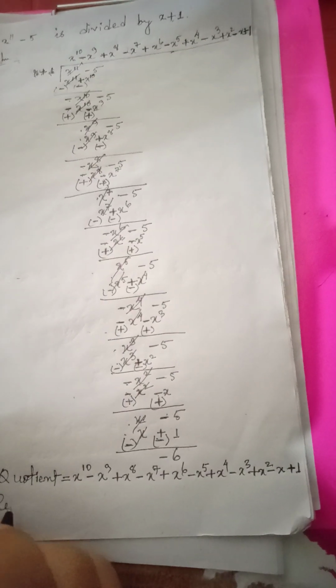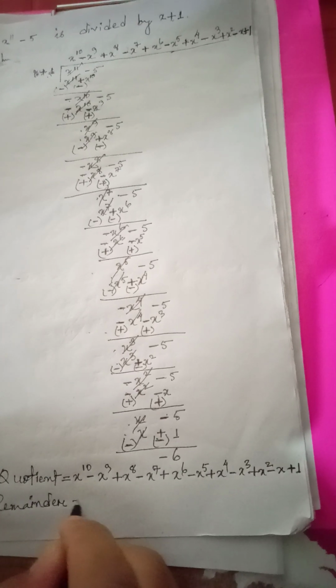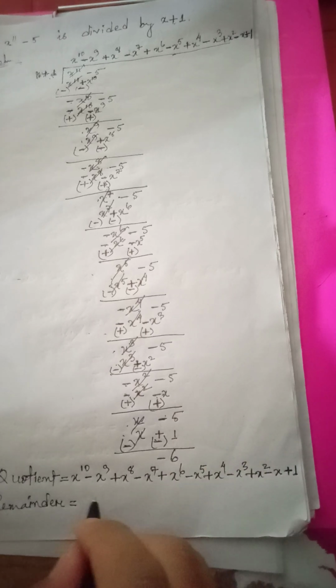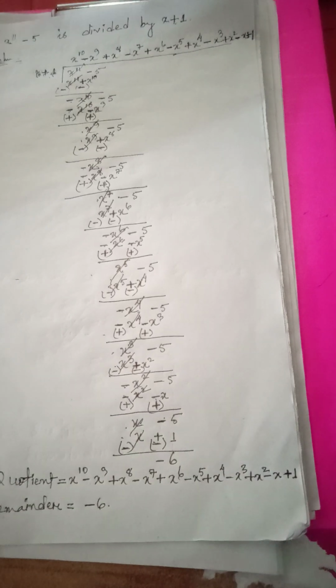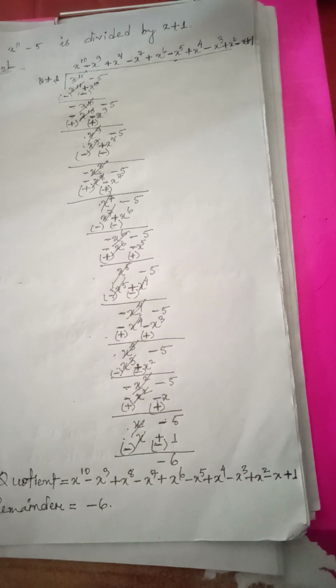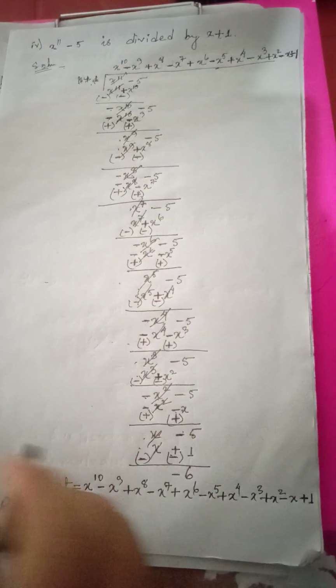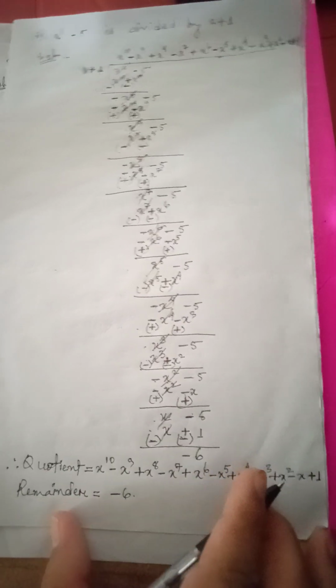And remainder, let us write remainder. What is the remainder that we got? It is minus 6. Let us write minus 6. Alright, this is all about the problem that will be discussed. This is the end for this problem.